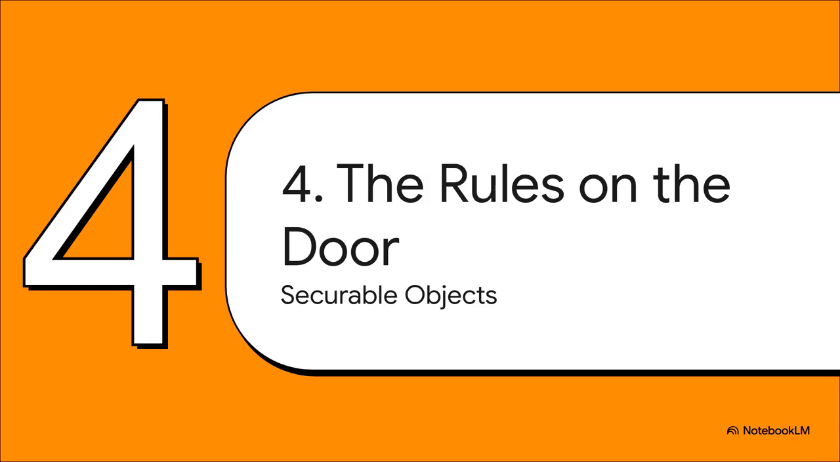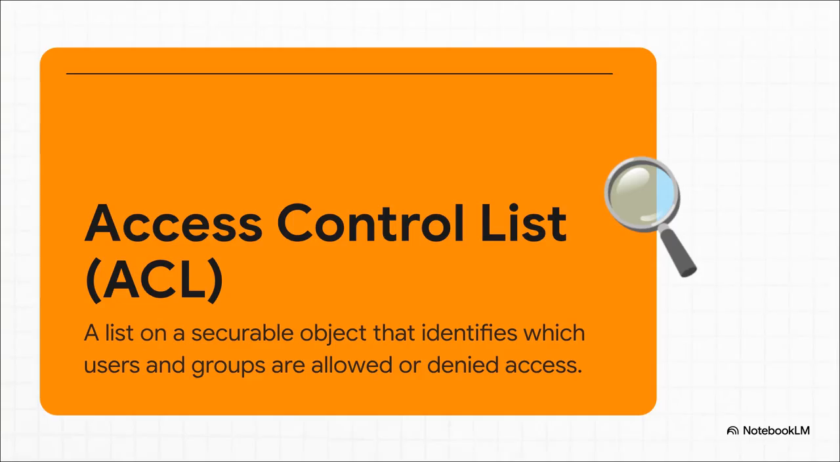Now let's flip the equation around and look at the things you want to access. Every file, every folder, every printer, they're all considered securable objects, and each one has its own bouncer at the door, checking IDs. In that bouncer's list, it's called the Access Control List, or ACL. It is literally a list of SIDs, the same kind of unique fingerprints we just talked about, and what each of those SIDs is allowed to do. For instance, it might say the SID for the marketing group is allowed to read, but the SID for the admin group has full control.